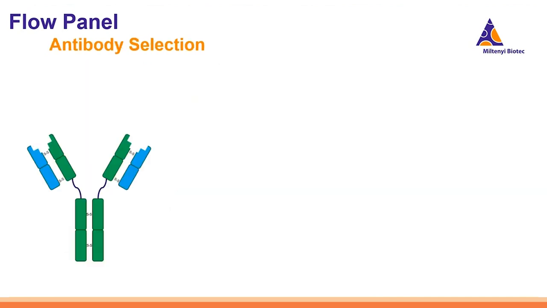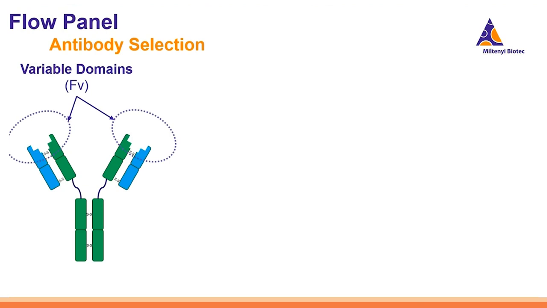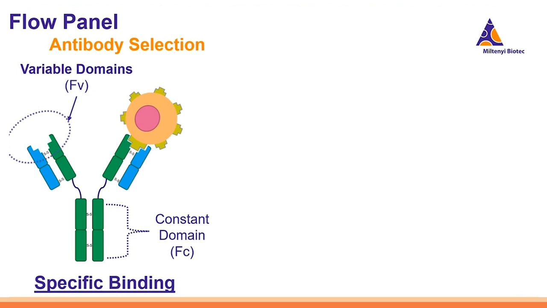When designing our flow panel, we also need to select the appropriate antibodies, meaning we want to maximize specificity of our antibody while minimizing any sort of non-specific binding. Looking at the antibody layout, we normally have these variable domains, FV, and these will determine what epitope or antigen your antibody is specific for, or what it will go and bind. You have this constant domain down here, and this is the antibody backbone. We want to maximize specific binding specifically to the correct antigen, as the name implies. As you can see, this is a good fit. We are binding what we're supposed to bind.